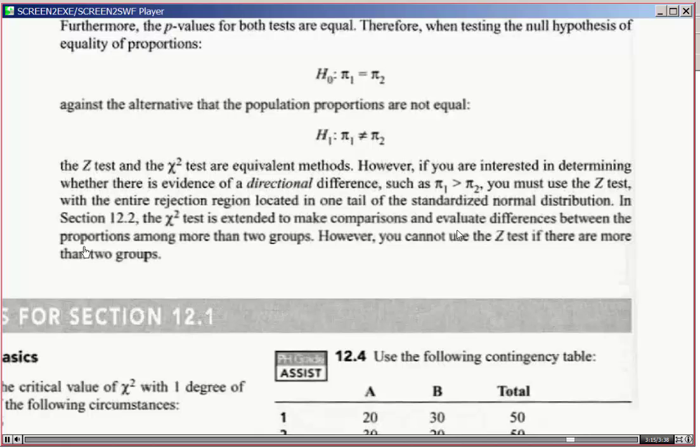In section 12.2, that's the next one, the chi-square test is extended to make comparisons and evaluate differences between the proportions among more than two groups. However, you cannot use the z-test if there are more than two groups.